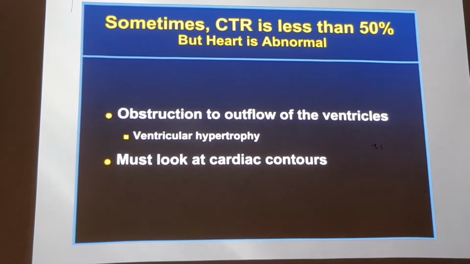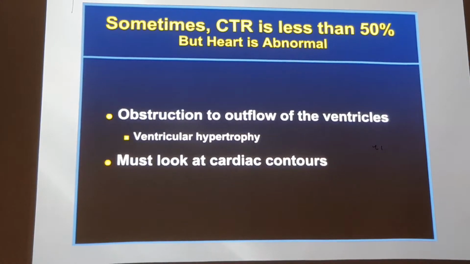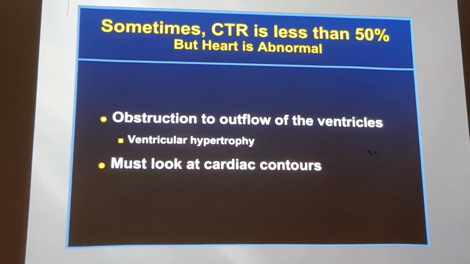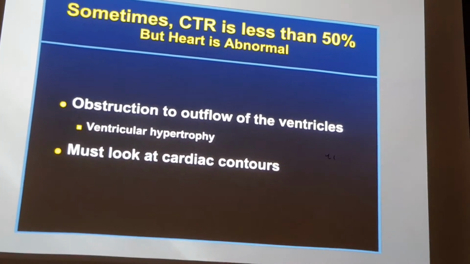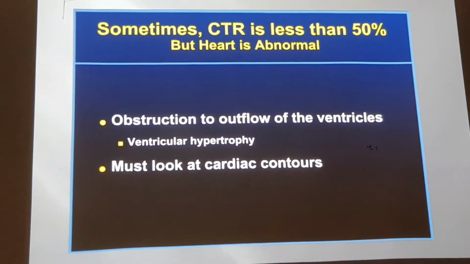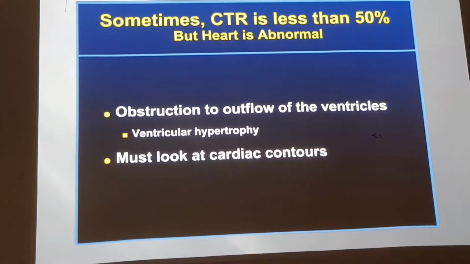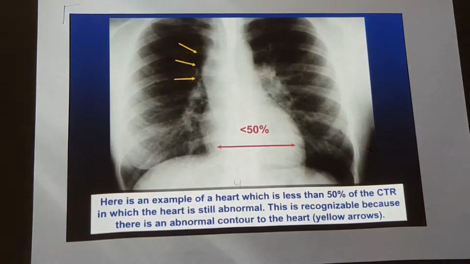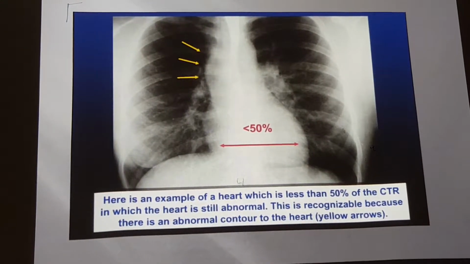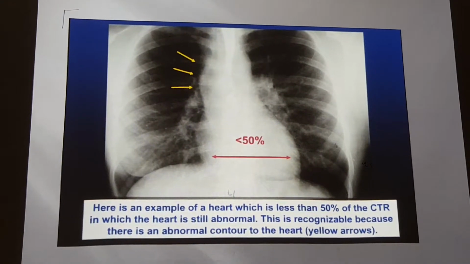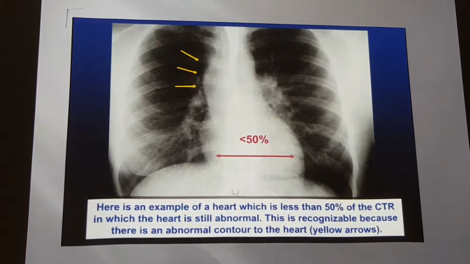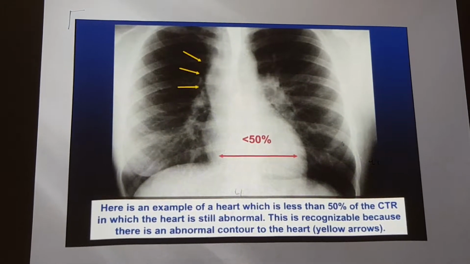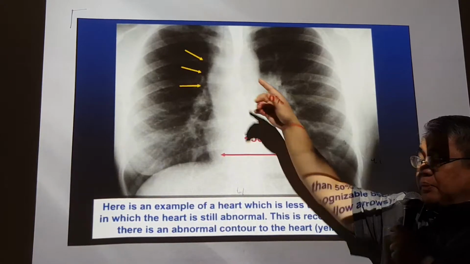So sometimes the CTR is less than 50%, but the heart is abnormal. What are the causes? One of the causes is obstruction to outflow of the ventricles. If you have ventricular hypertrophy, that can also produce a normal heart size, but actually there's already a pathology in the heart. So you must always examine the cardiac contours. So next slide. Here is an example of a cardiothoracic ratio less than 50%, but the heart is still abnormal. This is recognizable because there's an abnormal contour to the heart. See this? That's a prominent ascending aorta.